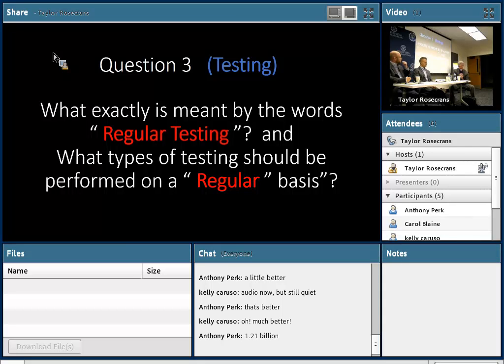So we touched on risk assessments in the last question, and that leads into regular testing. So what exactly would you say is meant by regular testing? And this is a two-part question. You get 2 for 1. And what types of testing should be performed on a regular basis? I'll hand this to you, Nate.